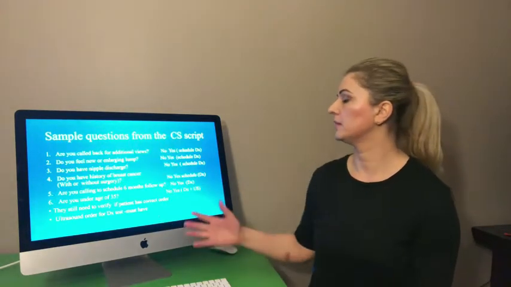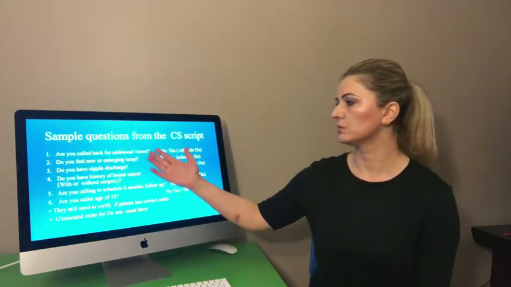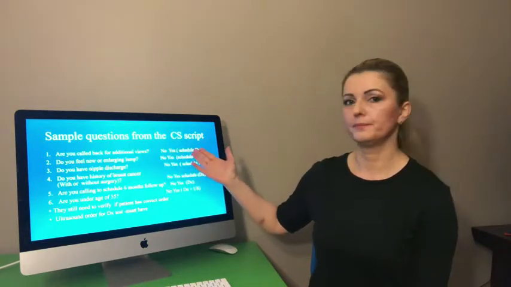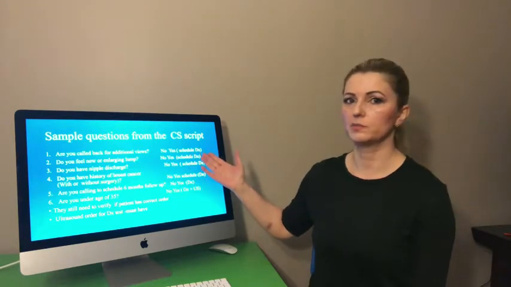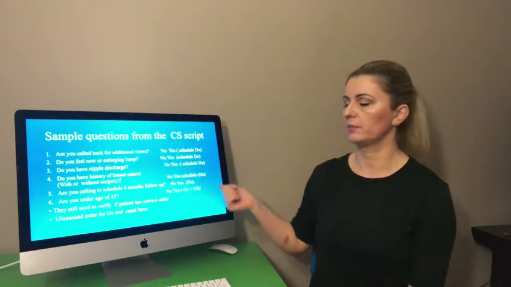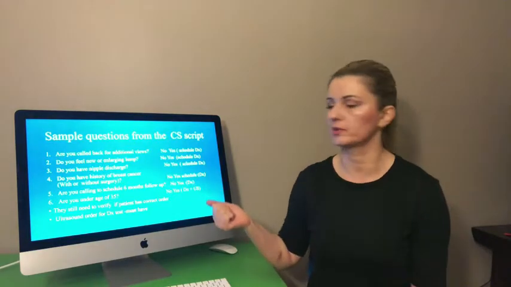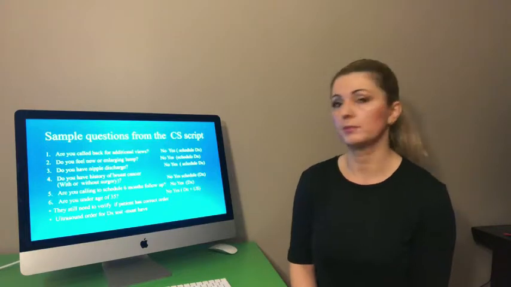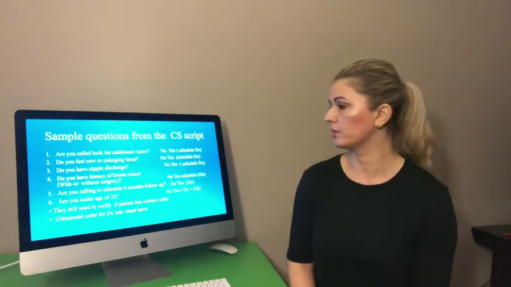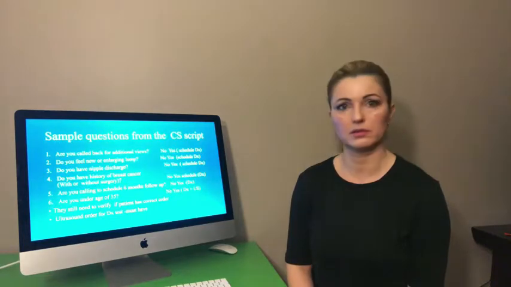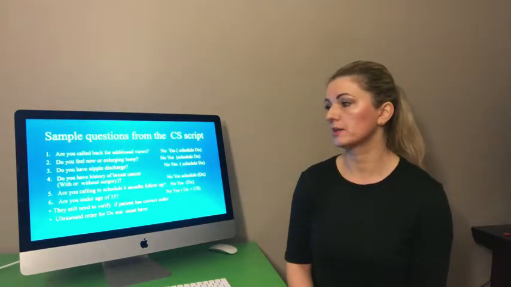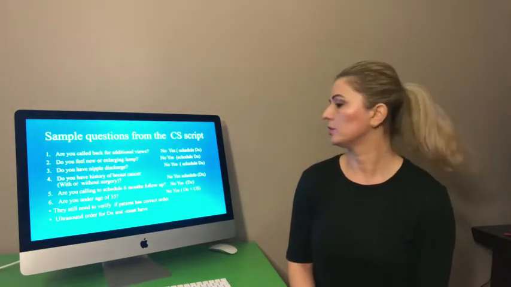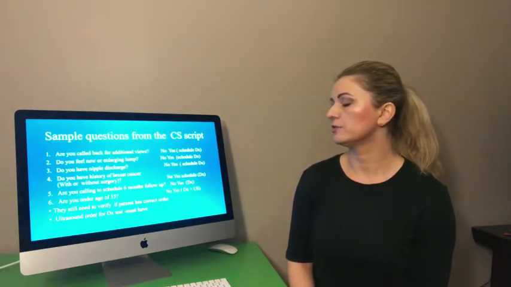For example, they can ask the patient, are you called back for additional views? Yes or no. Answering yes automatically prompts them to schedule a diagnostic exam, which means the patient already had screening and is being called back for additional views. That's a diagnostic mammogram. Also, they can ask, do you feel a new or enlarging lump? That would automatically qualify for a diagnostic order. Do you have a nipple discharge? Also. Do you have a history of breast cancer with or without surgery? Are you calling to schedule a 6 months follow-up? Also diagnostic. Are you under the age of 35?